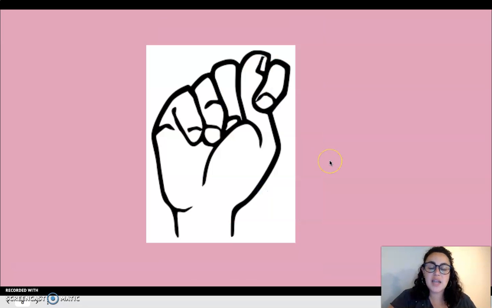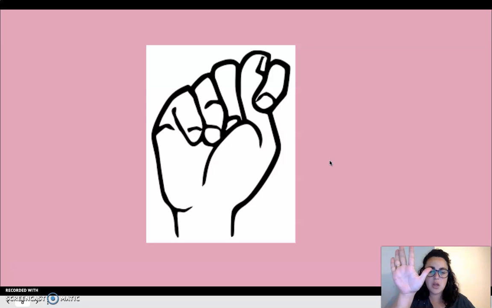To do T in sign language, I always like to start with my hand out like this. It helps. I'm going to put my thumb in between my pointer finger and my middle finger, and then just close my fist. Do you see how my thumb is just sticking up, just wiggling out? This is a T. This is the letter T in sign language.